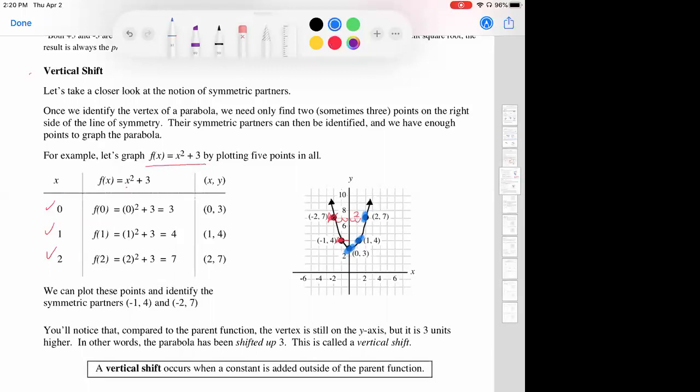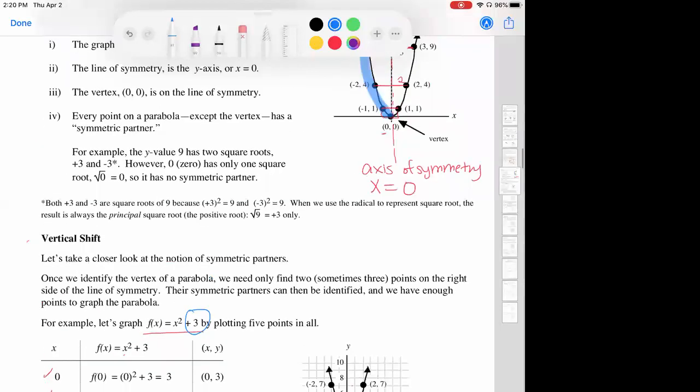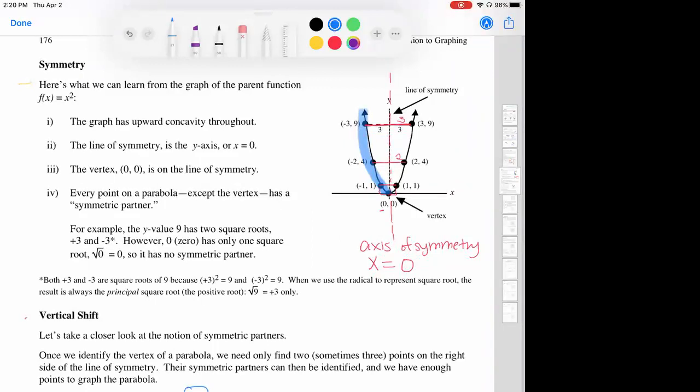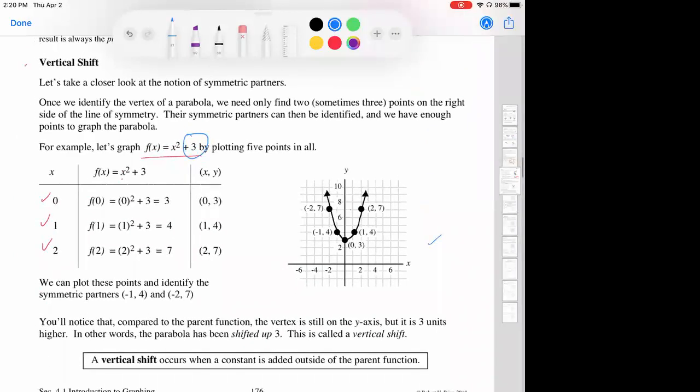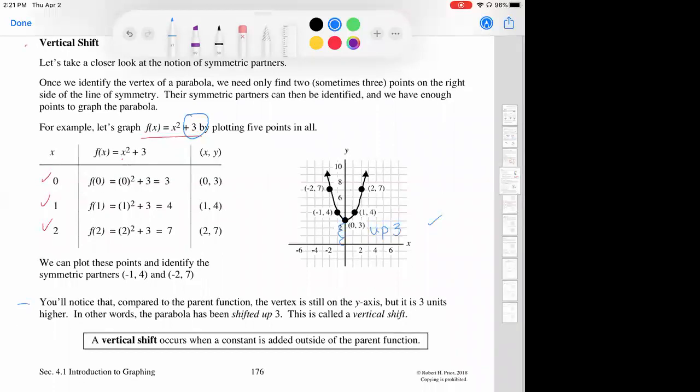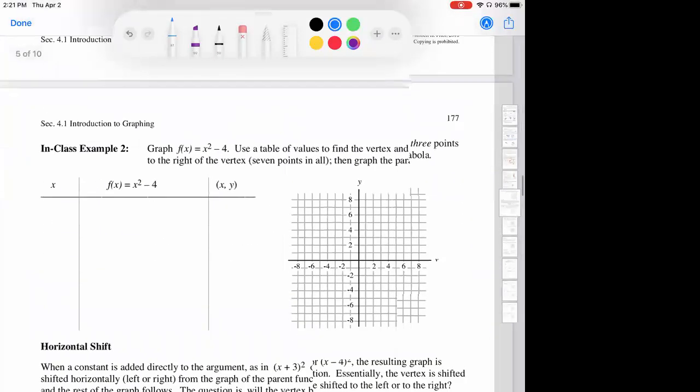Now notice, because I had a plus 3, so let me erase my parabola. Notice we had this plus 3. What do you see that's different between this graph and the graph of our parent function? So notice our parent function starts at 0, and our shifted one starts at 3, it's up 3, right? 1, 2, 3. It's up 3 units. So here we can see a vertical shift firsthand. You'll notice that compared to the parent function, the vertex is still on the y-axis, but it is 3 units higher. In other words, the parabola has been shifted up 3. This is called a vertical shift.